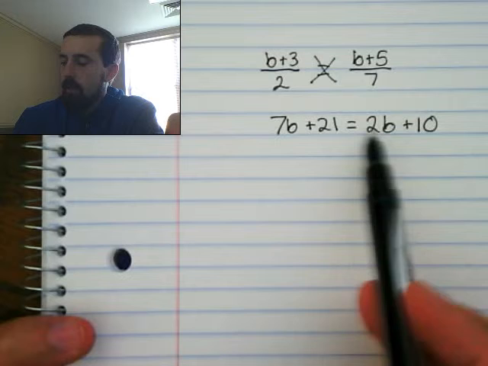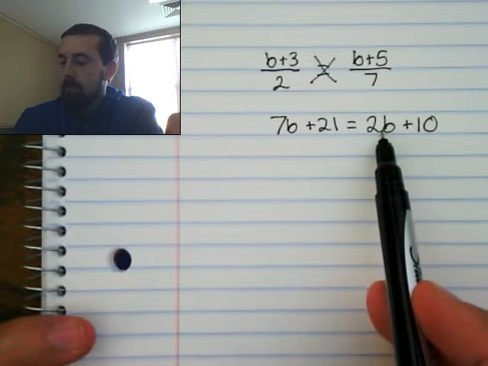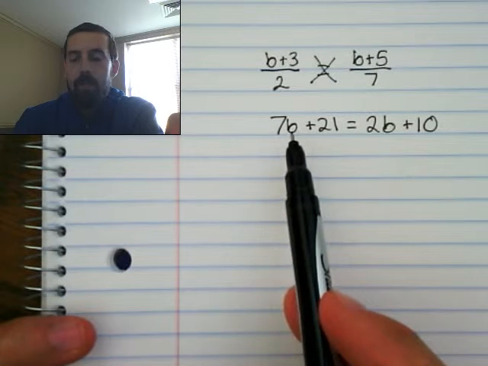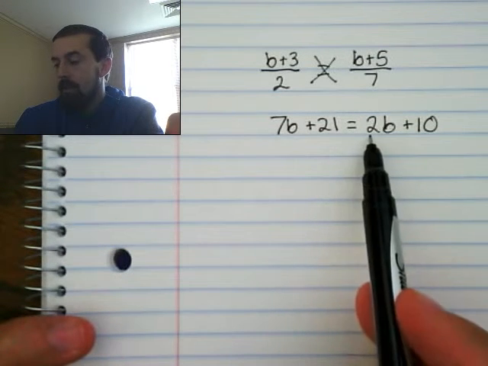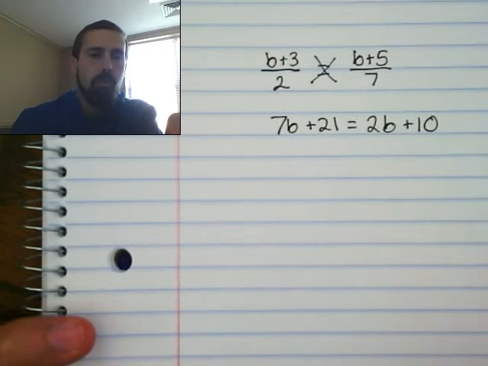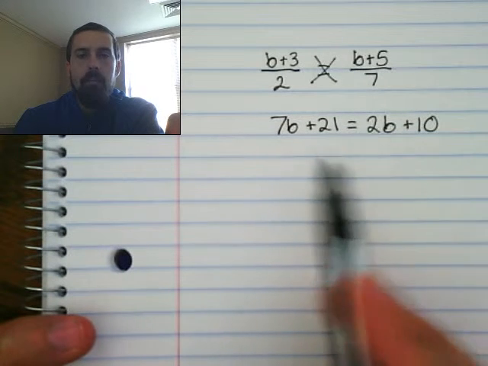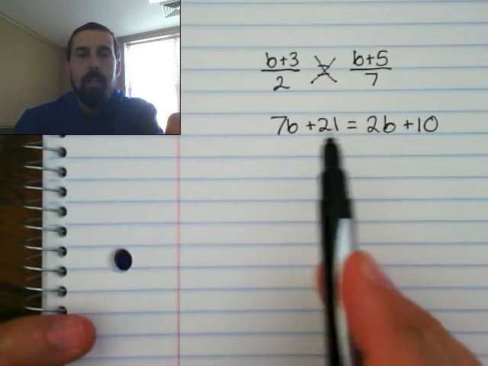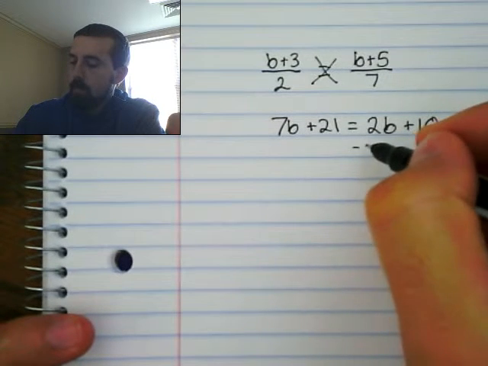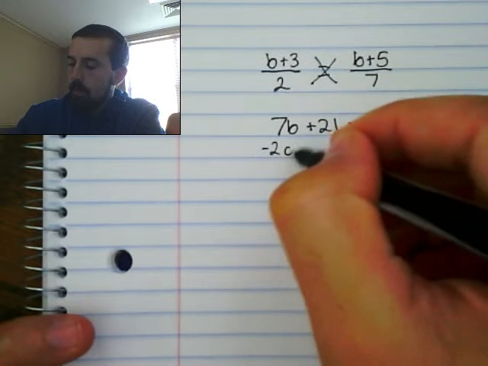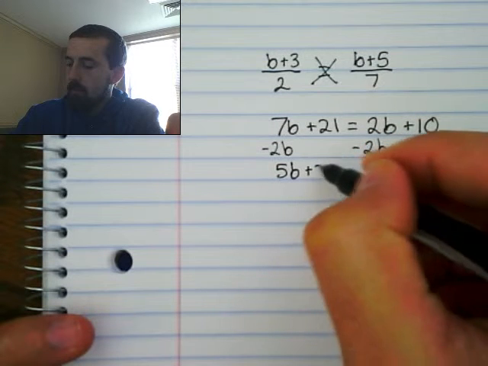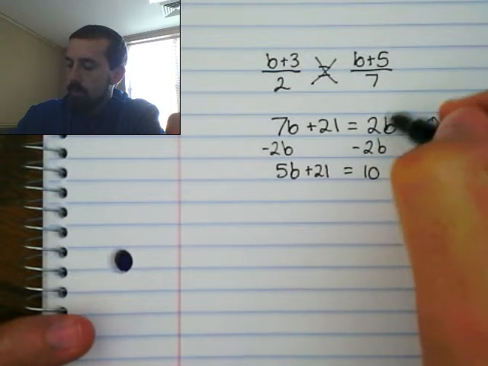Well, I have a 7b over here and a 2b over here. If I move this 2b over to the left side, I know that this b will still be positive. If I were to move this 7b over to that side, I'd be dealing with a negative, and I'd have to divide by a negative at the end, which I don't want to do. It's just more steps. So I like to look at which side I can get my variable on that will remain positive. So I'm going to subtract 2b on both sides, because I know this is going to come out to be a positive 5b plus 21 equals 10. That crosses out.